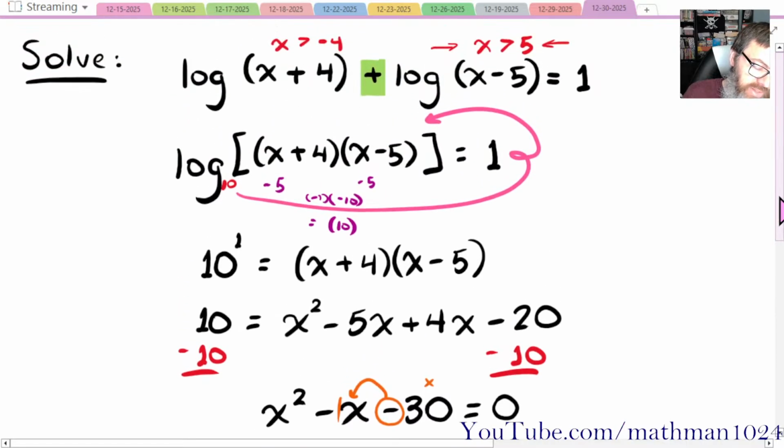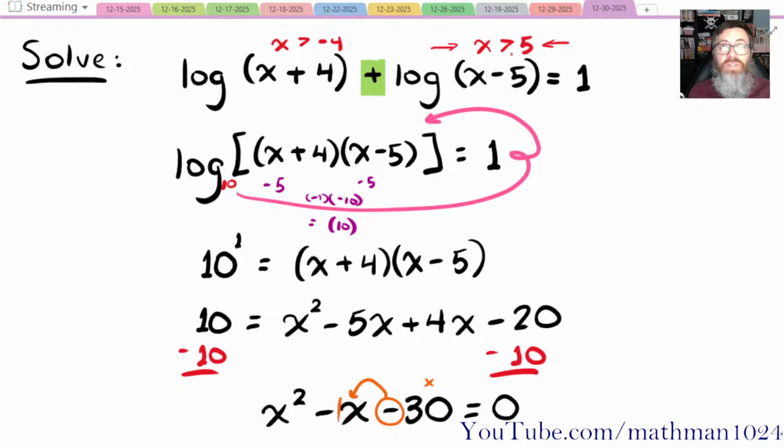So that guy is less than 5. It doesn't satisfy either of those, does it? But you look at 6. 6 does work for both of those. It doesn't give you anything that's going to make the logarithm undefined. So that's why that is the one and only one answer that we have here.